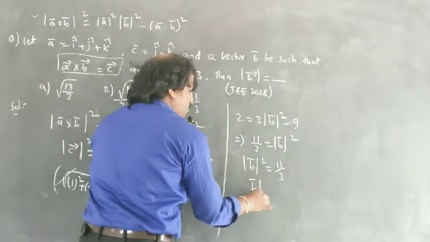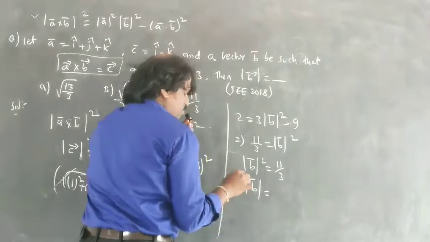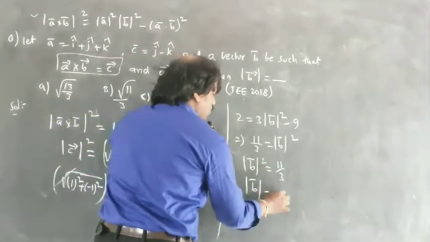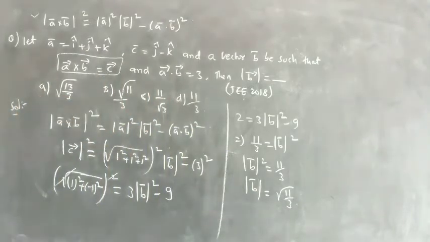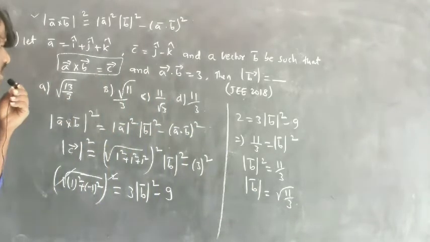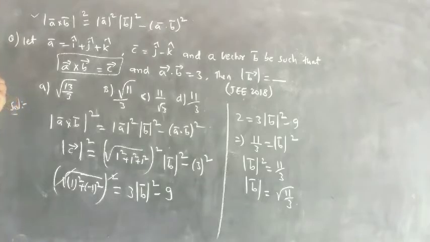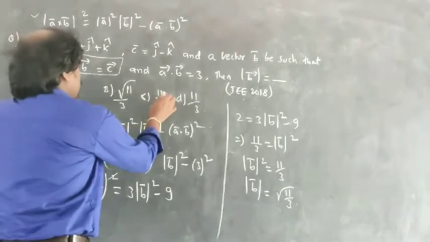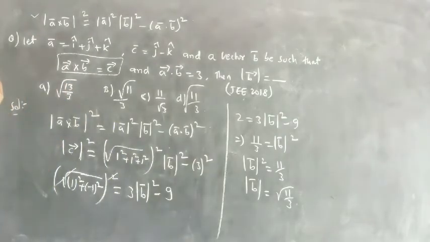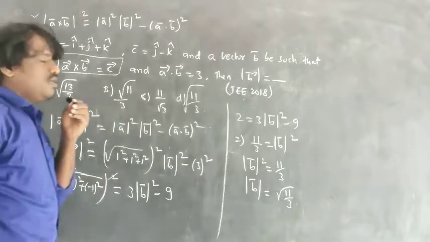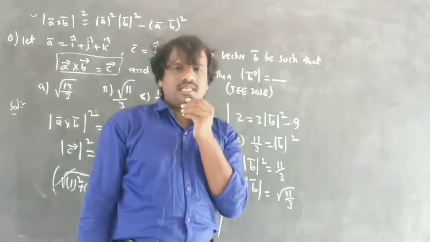So modulus of B will be the square root of 11 by 3. I think I just missed out writing square root of 11 by 3 in these options. So that will be the perfect answer. Hope you understand. This is the way to solve. This is very simple. Let us see the next question.